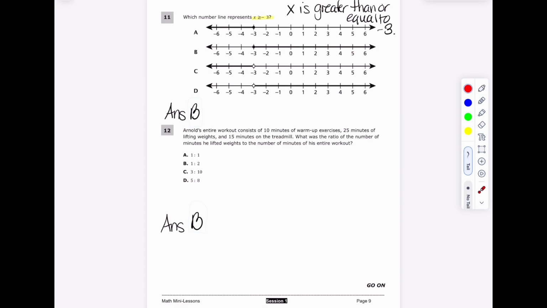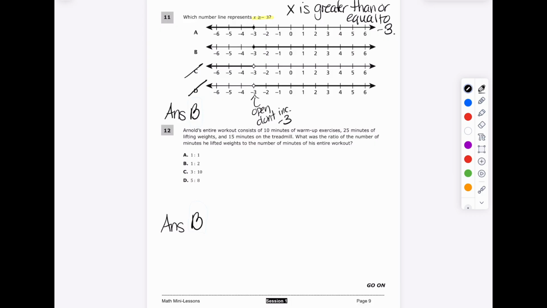So it can be negative 3, so it's filled in. So these two have it filled in. These two do not. That means they do not include 3. So I'm going to cross these out. Okay, because they're open, they don't include negative 3.